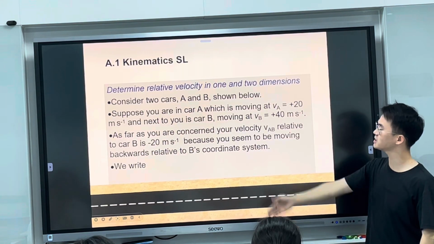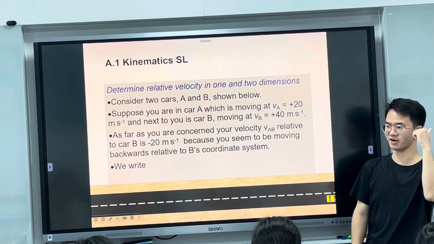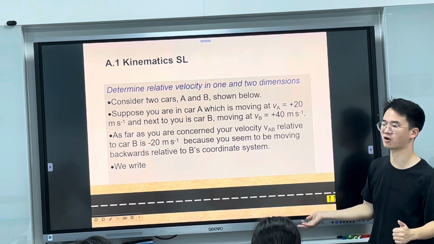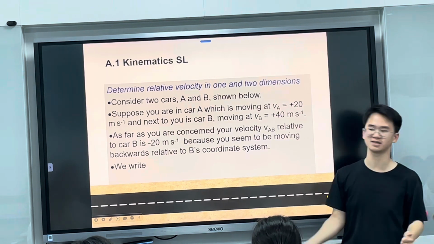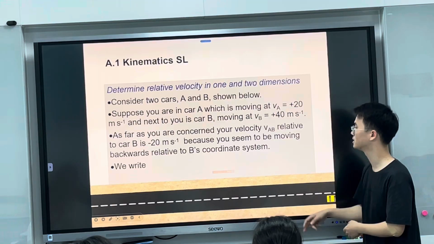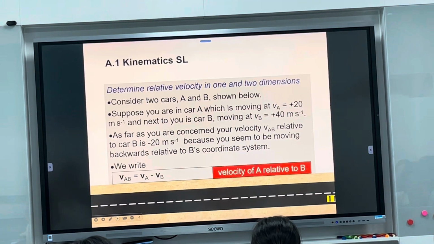But from car B's perspective, you are moving backwards with 20 meter per second. So if you're taking car B as the reference, then your velocity is negative 20 meter per second. Okay. So that's relative velocity.